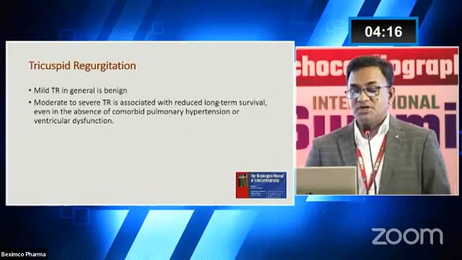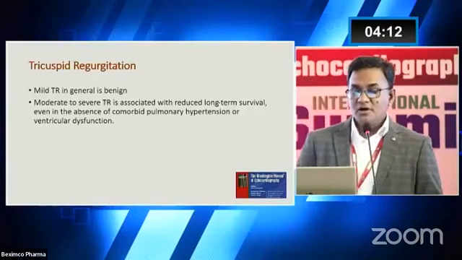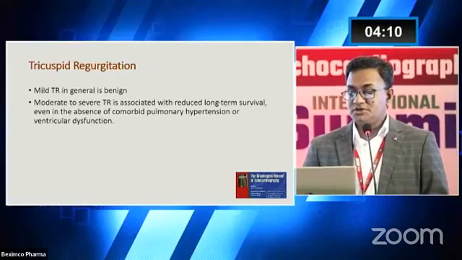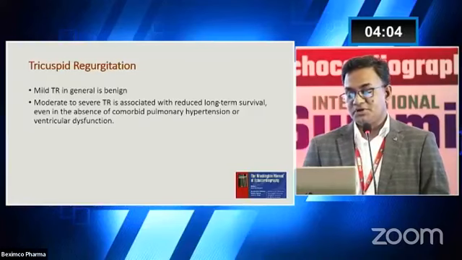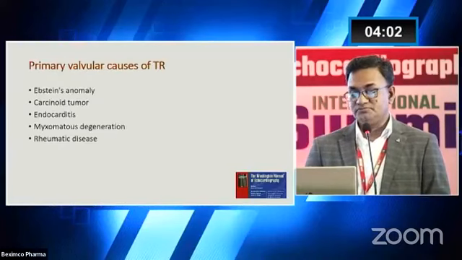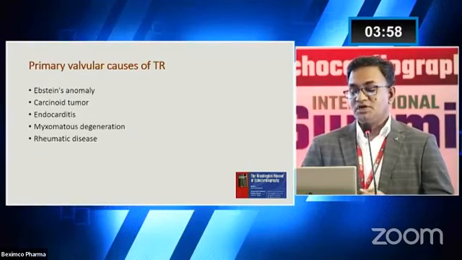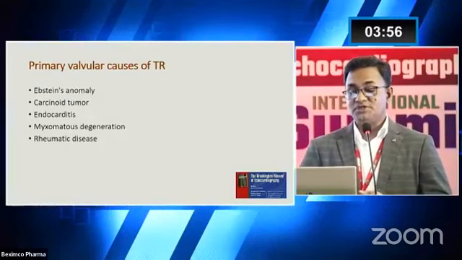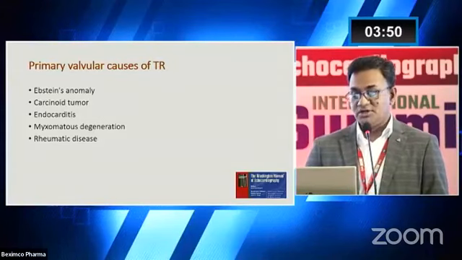Now, tricuspid regurgitation. Mild tricuspid regurgitation in general is benign. Moderate to severe tricuspid regurgitation is associated with reduced long-term survival, even in the absence of comorbid pulmonary hypertension or ventricular dysfunction. So what are the causes of primary valvular tricuspid regurgitation? As we know: Ebstein anomaly, carcinoid tumors, endocarditis, myxomatous degeneration, and rheumatic heart disease.